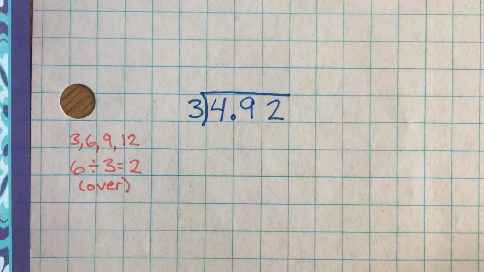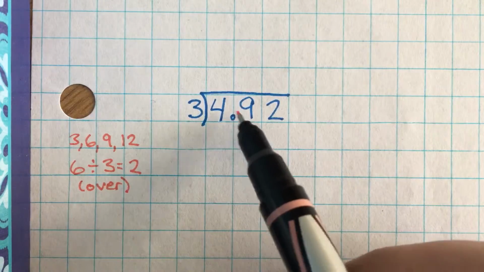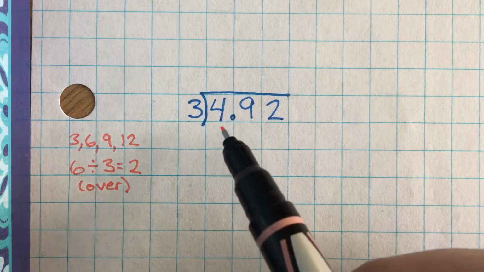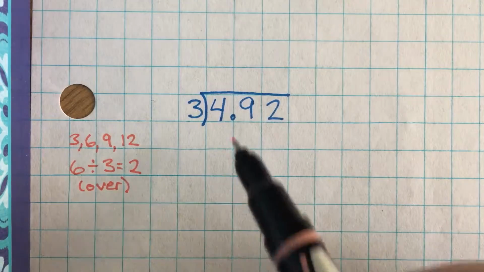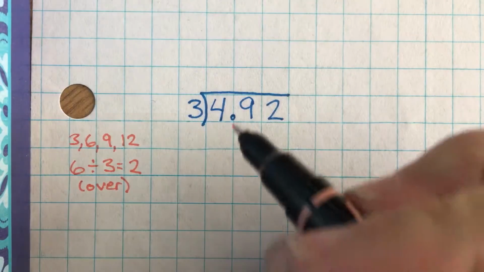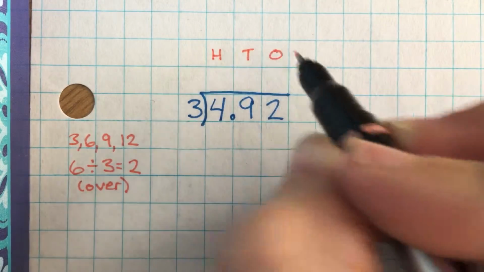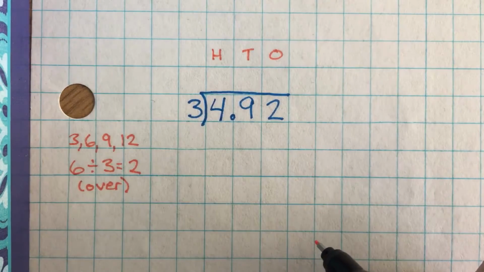So now with our place value strategy, we're actually going to ignore this decimal. We're going to treat this like a large number problem. So instead of being 4 and 92 hundredths, we're going to pretend this is 492. And I'm actually going to label my place value columns to help me with this. So hundreds, tens, and ones.